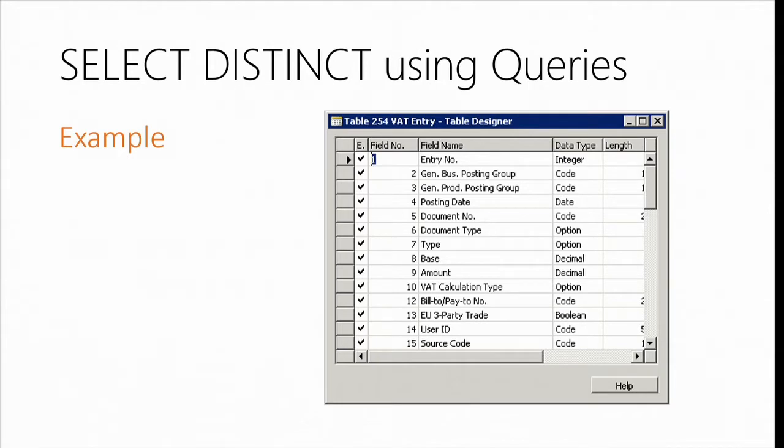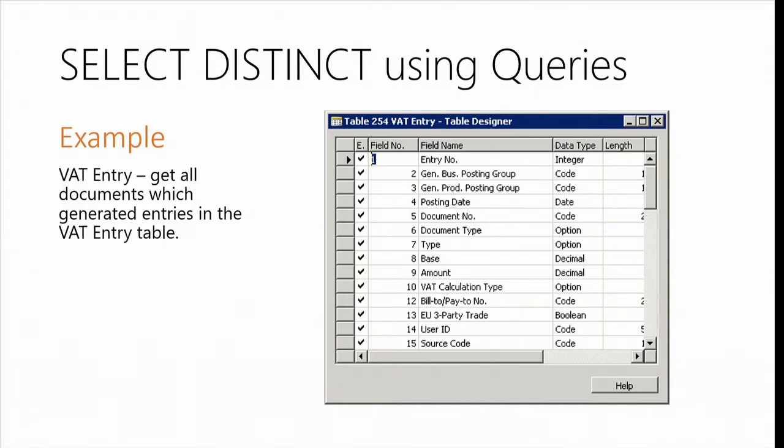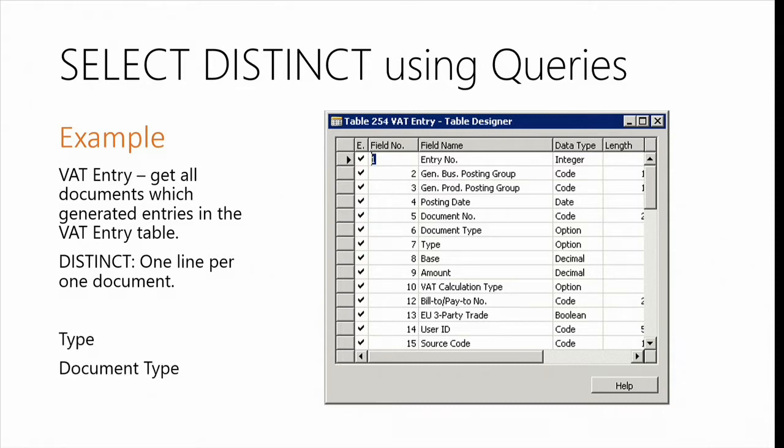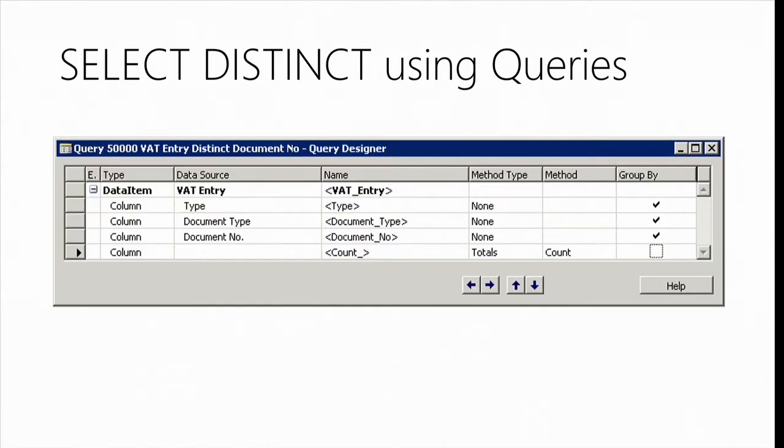The majority of the audience here are from Europe, so you know we have this VAT thingy here in Europe. The majority of our documents will set a footprint in here. Some will set even more if there are more VAT types on a document. And if you want a select distinct in this table based on document number, one line per document number, you can configure that by using type, document type, and document number. And a simple query will look like this.